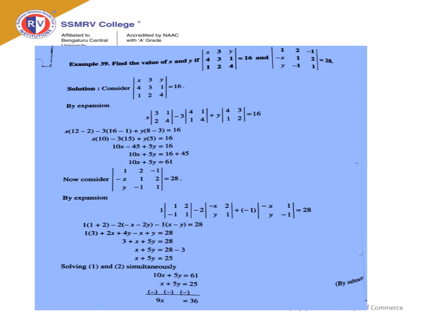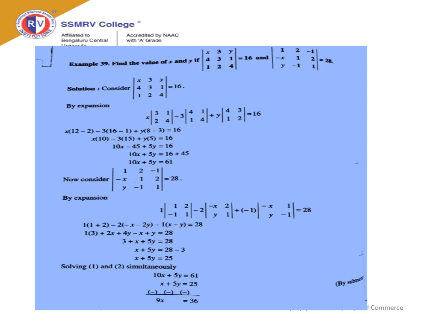1 into the minor 1, 2, minus 1, 1. Minus 2 into the minor minus x, 2, y, 1. Plus of minus 1 into the minor minus x, 1, y, minus 1 is equal to 28. So if you simplify further, you are going to get 1 into 1 plus 2, minus 2 into minus x minus 2y, minus 1 into x minus y is equal to 28.